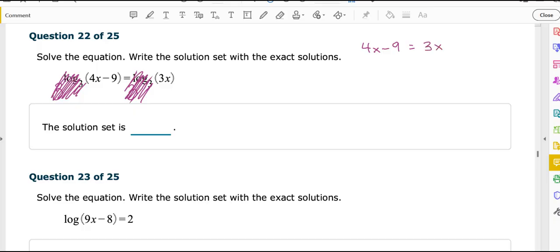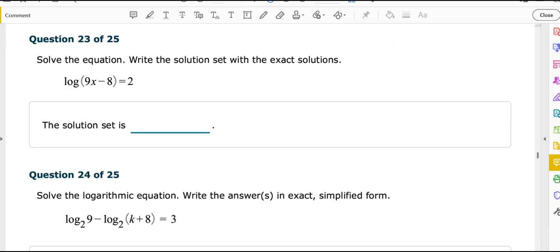If I subtract 4x from both sides, I'm left with negative 9 equals negative x. How do I get x by itself? I need to multiply or divide both sides by negative 1. 9 equals x. If I check that equation and I plug in 9 for x, 4 times 9 is 36 minus 9. That's a positive number. 3 times 9, that's a positive number. So the solution set is just the set containing the number 9.